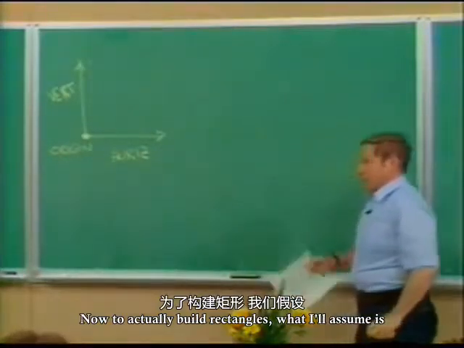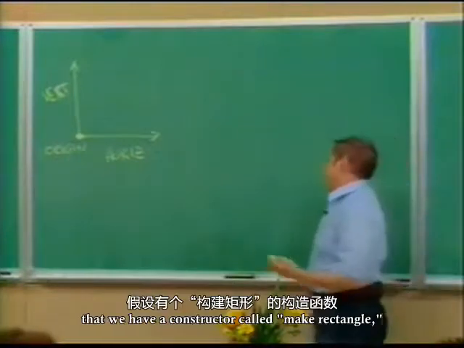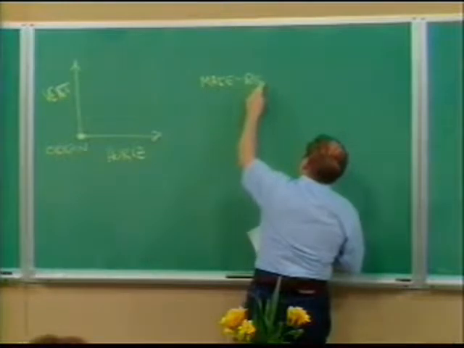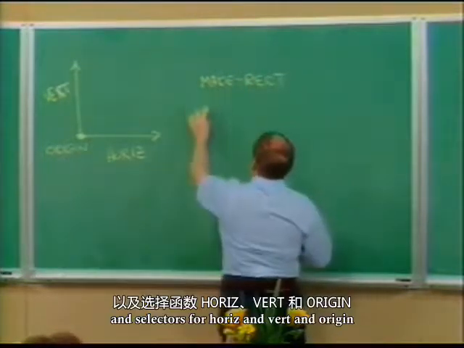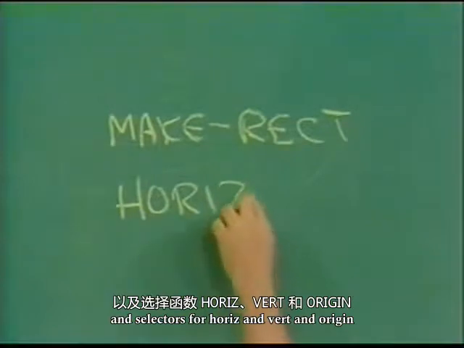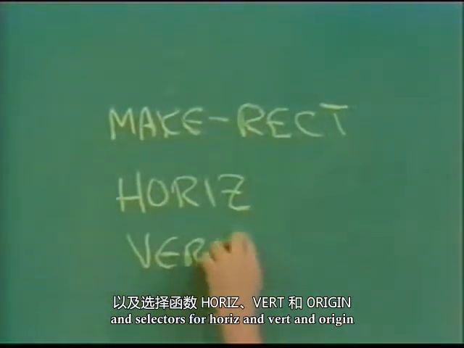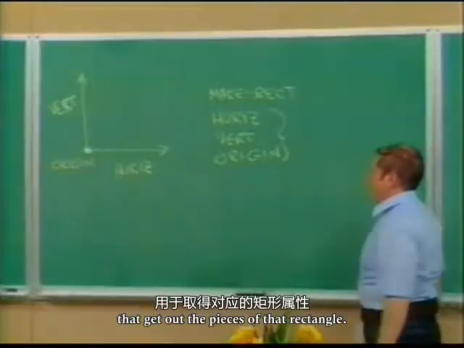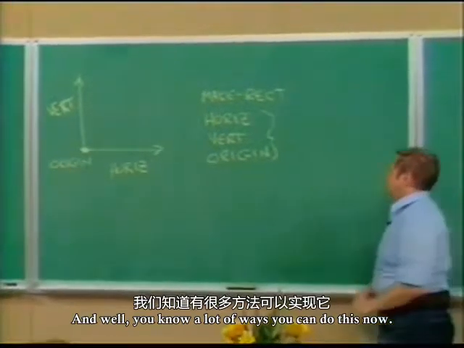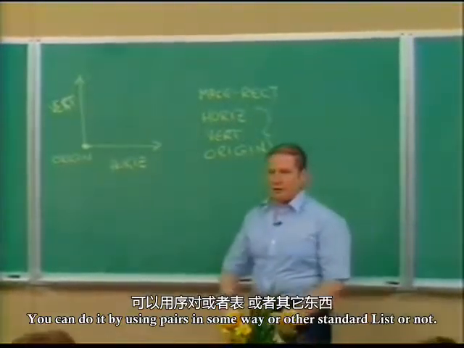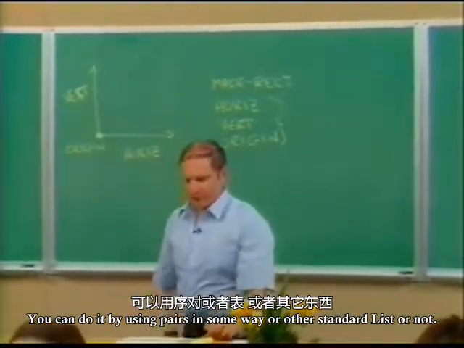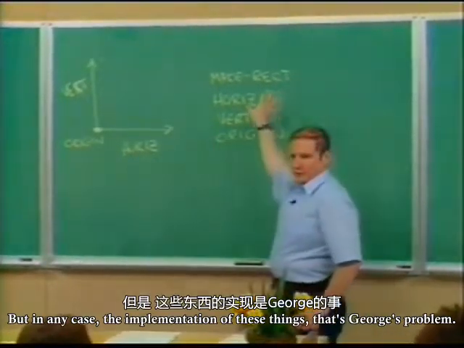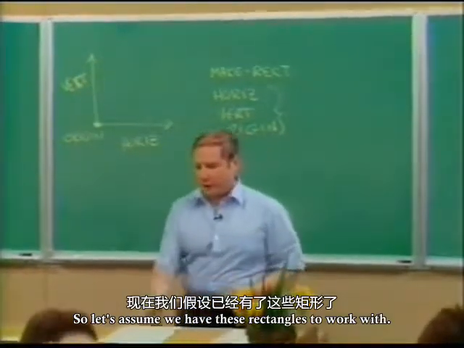Now, to actually build rectangles, what I'll assume is that we have a constructor called makeRectangle, or makeRect, and selectors called horiz and vert and origin that get out the pieces of that rectangle. And, well, you know a lot of ways you can do this now. You can do it by using pairs in some way or other, standard lists or not. But in any case, the implementation of these things, that's George's problem. It's just a data representation problem. So let's assume we have these rectangles to work with.